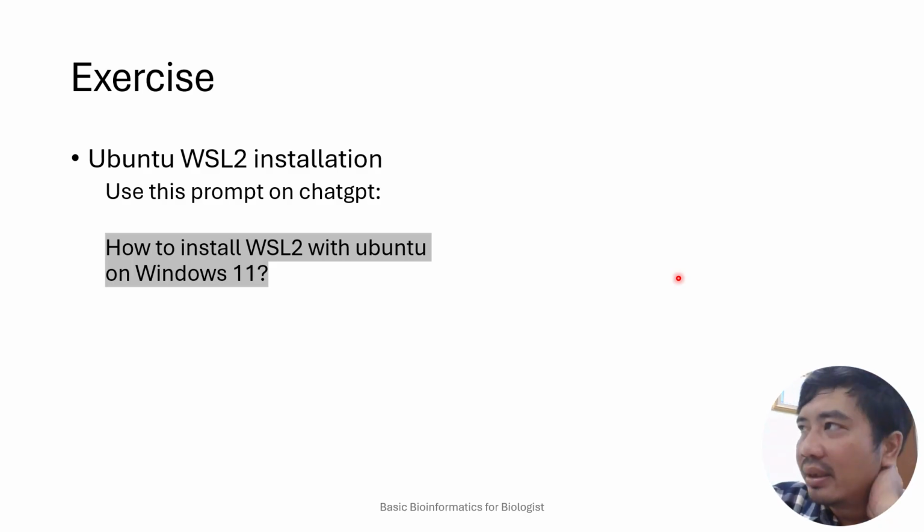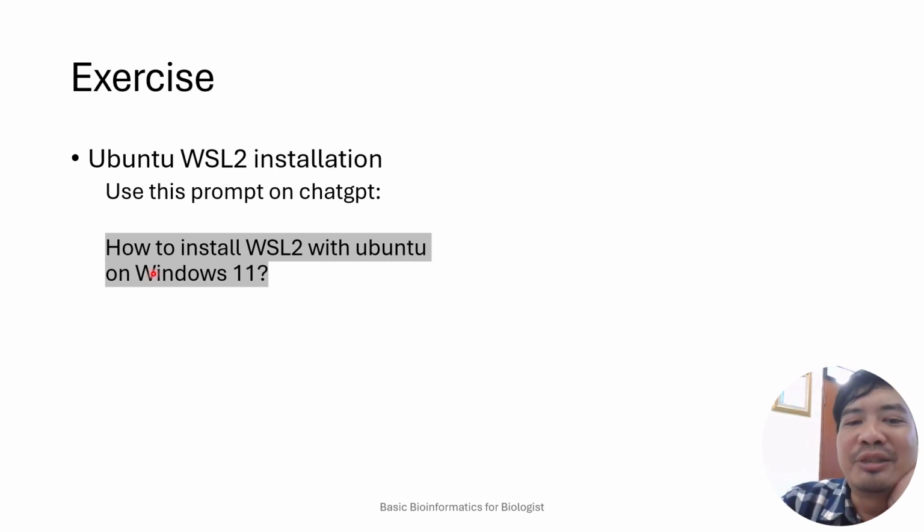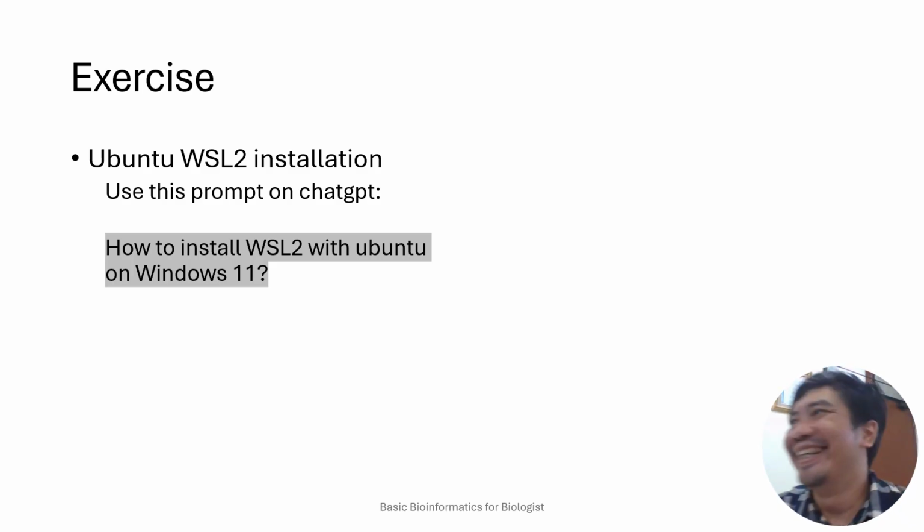Now, as an exercise, I need you to install Ubuntu, Windows Subsystem for Linux, on your computer, and I will not give you the details. You can search on ChatGPT using this prompt, and then it gives you the details. If you find an error, you copy the error message and put it back into ChatGPT until it's done.